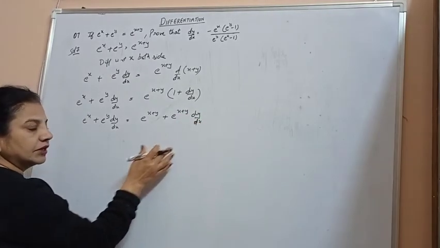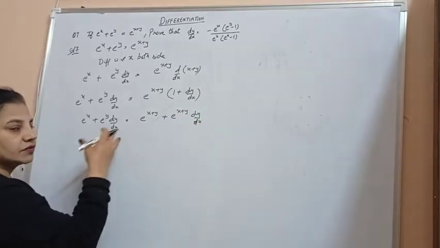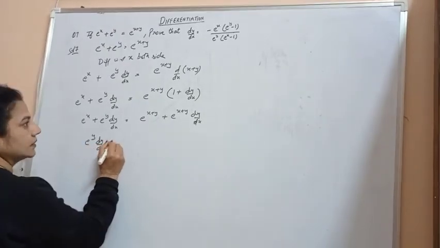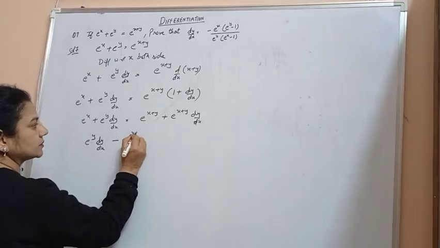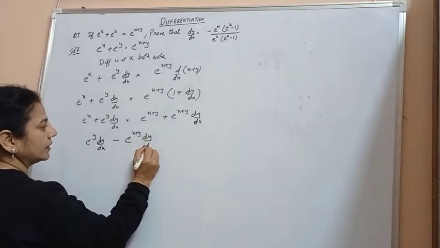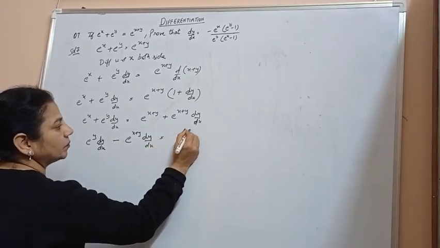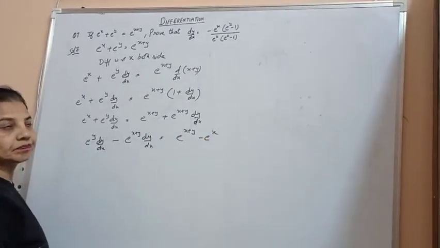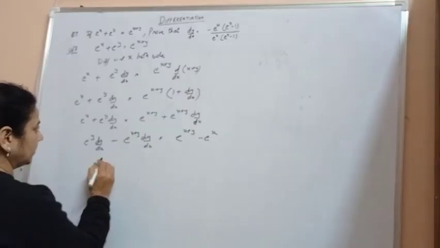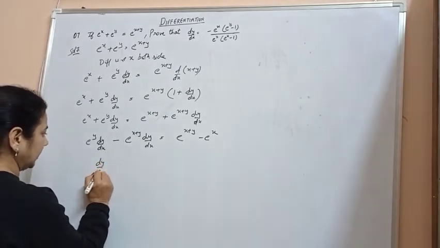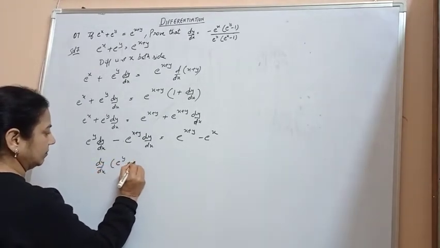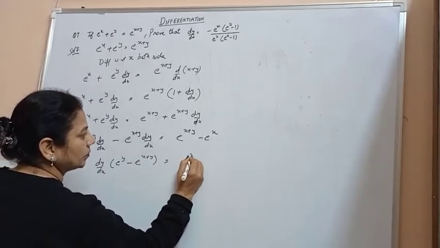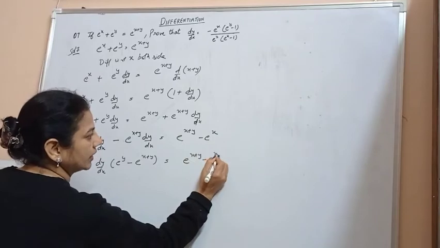I take the term dy by dx on left hand side, rest of the terms I take on right hand side. dy by dx minus e to the power x plus y dy by dx is equal to e to the power x plus y minus e to the power x. So I take dy by dx common, and I get e to the power y minus e to the power x plus y. Here I have e to the power x plus y minus e to the power x.